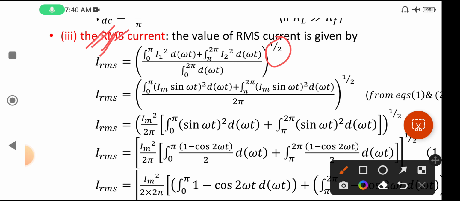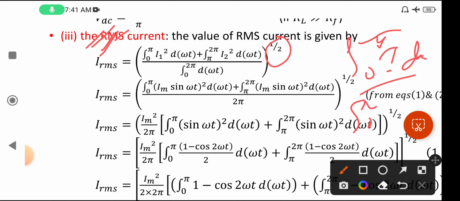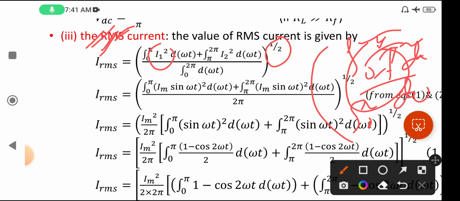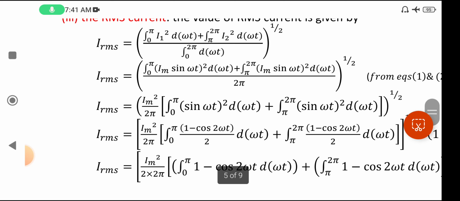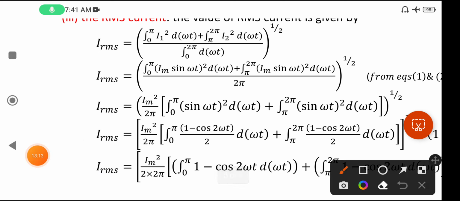Mean: just as above, that is integration 0 to 2 pi of i d omega t by 0 to 2 pi d omega t, as I told you. That is the mean value, and square it, so it is squared. Only the i value is squared; we do not square the whole, only the current i. That is why here i square, here also i square. Okay friends, that is the root mean square, right?